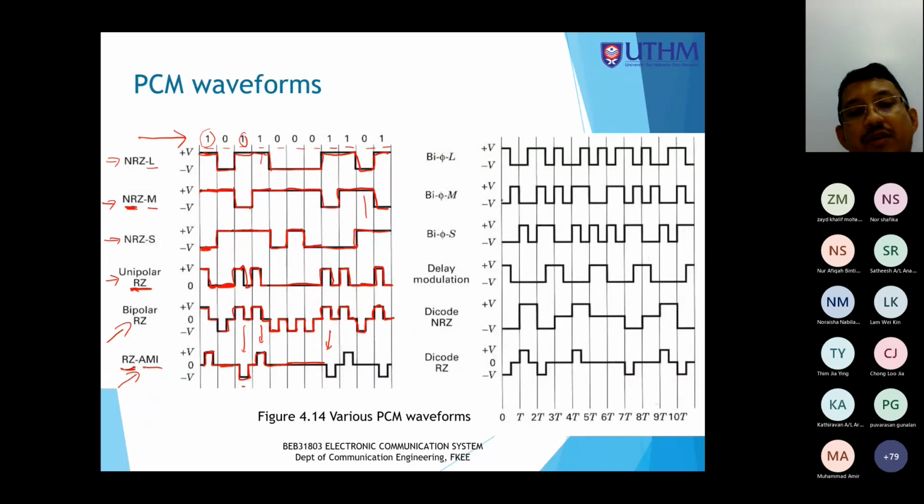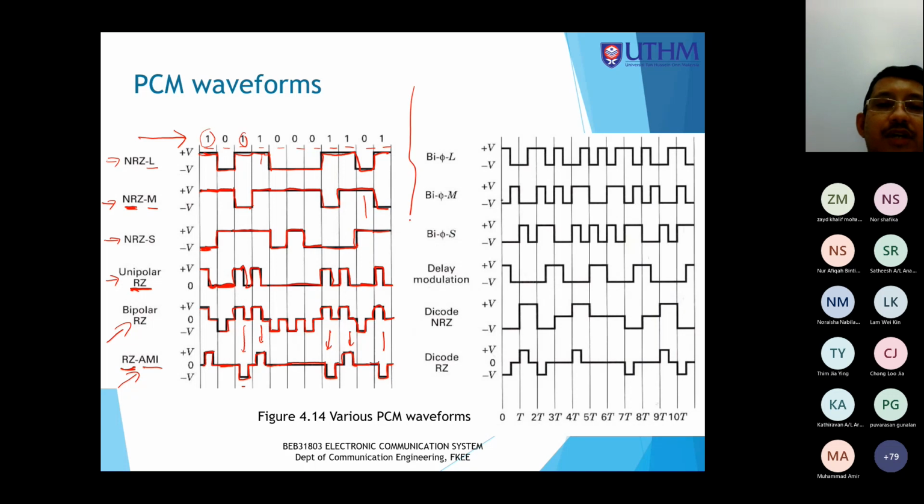Then input logic 1, alternate from the previous, so from positive to negative output voltage, return to 0. Then alternate again, positive, return to 0. Remains the same. Then input logic 1 again, then alternate to negative output voltage, return to 0. Okay, so this is the RZ AMI.